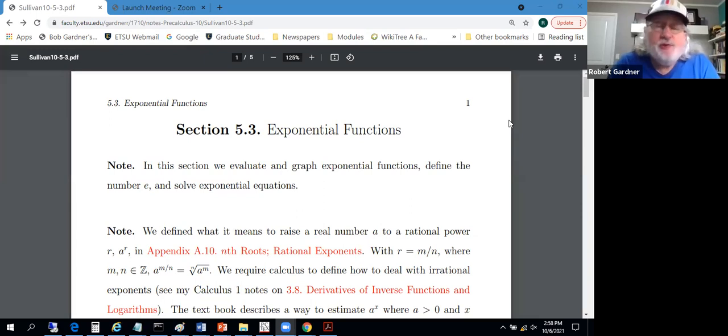All right, so on to section 5.3, exponential functions. We'll add a function, or actually a class of functions, to our library of functions. We haven't added things to the library of functions in quite some time. And we'll do that in the next section as well when we encounter logarithmic functions. But section 5.3 is exponential functions. What we'll do is evaluate such functions, graph exponential functions. We'll define the transcendental number e, and we'll solve exponential equations.